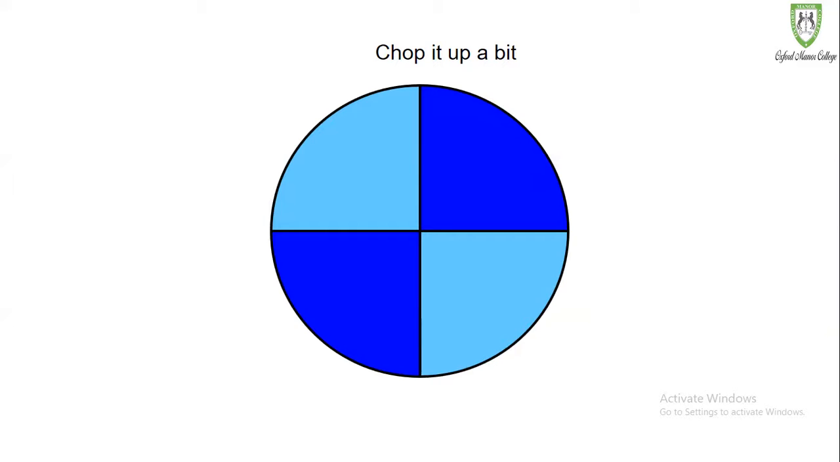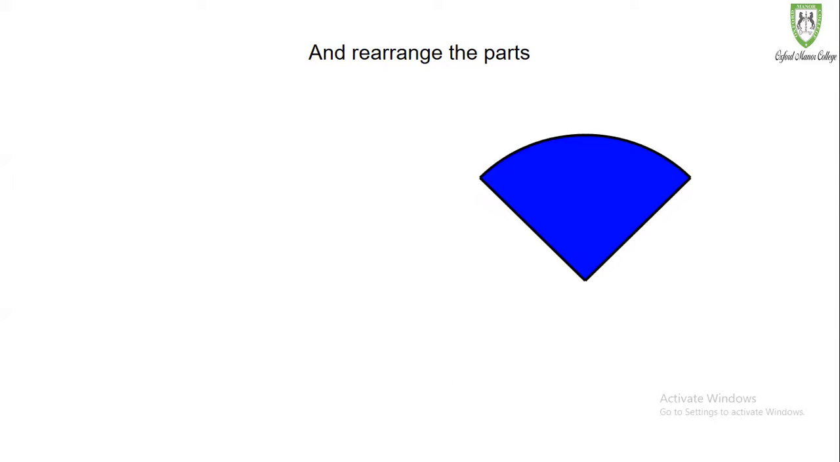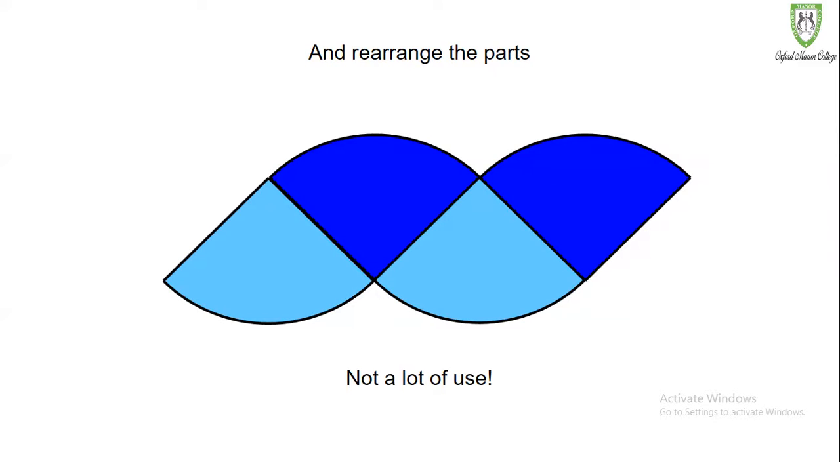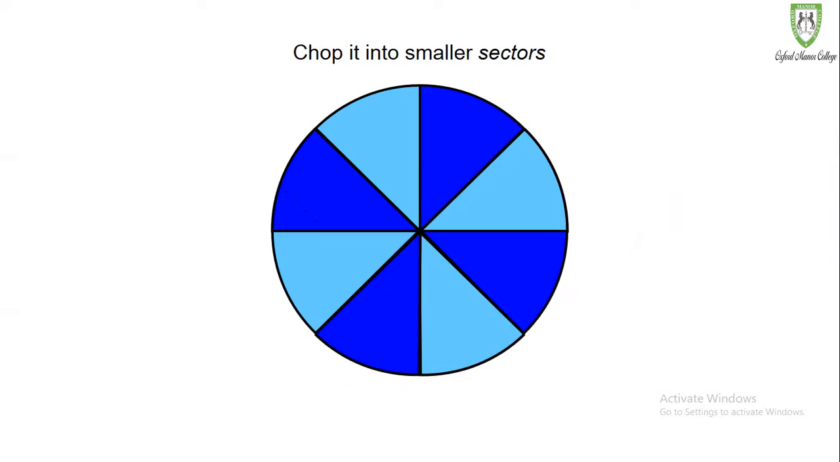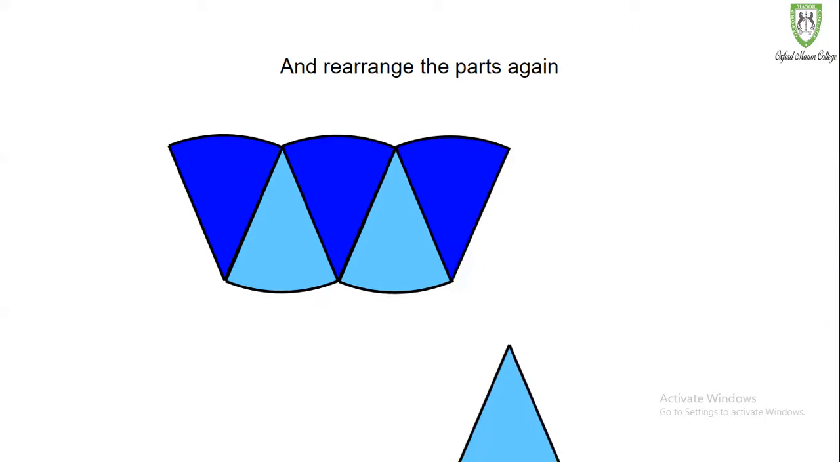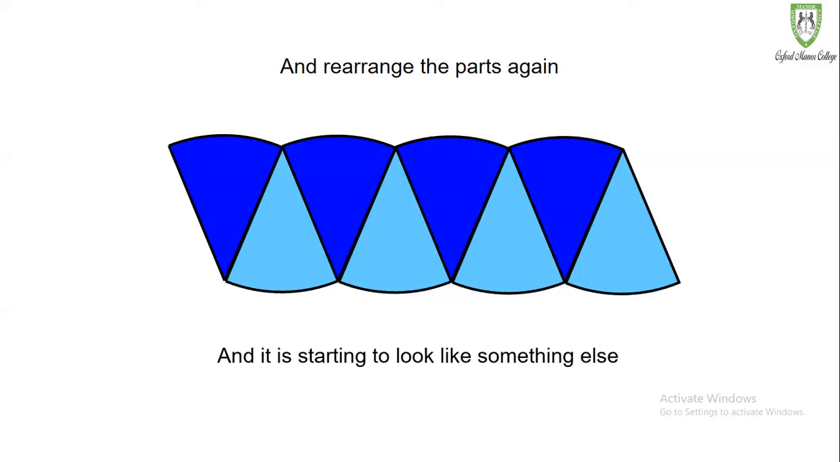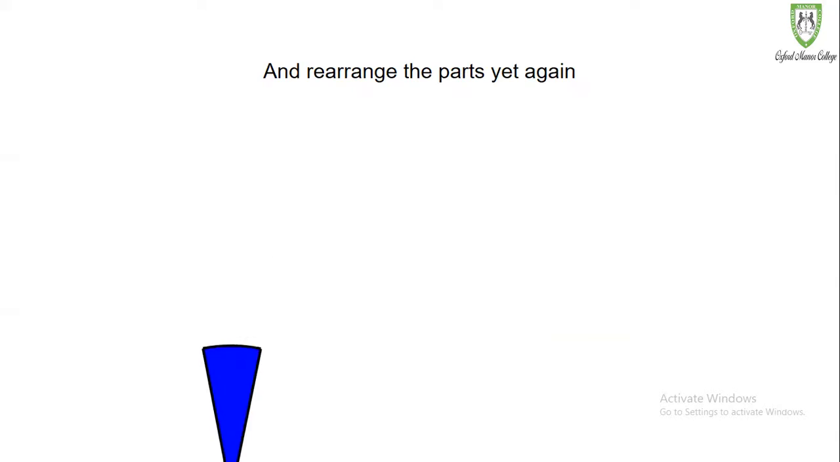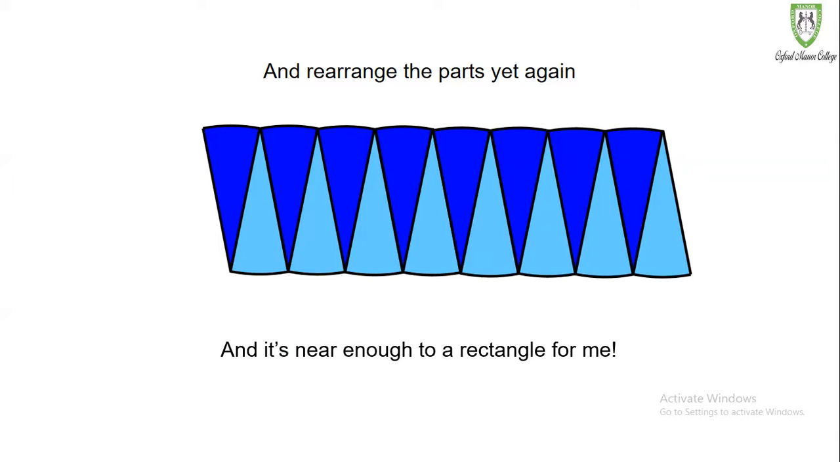Alright, let's look at this. Chop it up a bit. This is a circle being divided into 4 quadrants. And rearrange the parts. This is what you will have. Now, when you chop it into smaller sectors, we have this, and it has been arranged in part again, as it is starting to look like something else. Even smaller sectors become this, and it's near enough to a rectangle, as you can see.